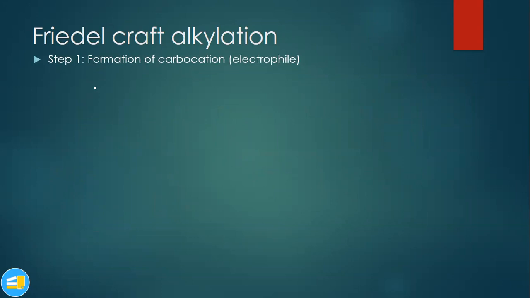The first step of the reaction is the formation of a carbocation, or the formation of an electrophile, which the benzene ring, or nucleophilic ring, is going to attack. What happens in the first step is we take an alkyl halide RX in the presence of an acid, let's say AlCl3, which is what we are using in this particular reaction. During the first step, RX reacts with AlCl3. This is a Lewis acid because it has a vacant p orbital on aluminium.